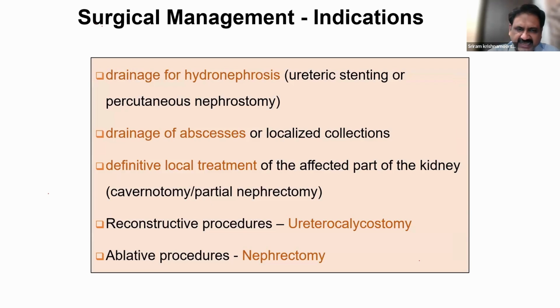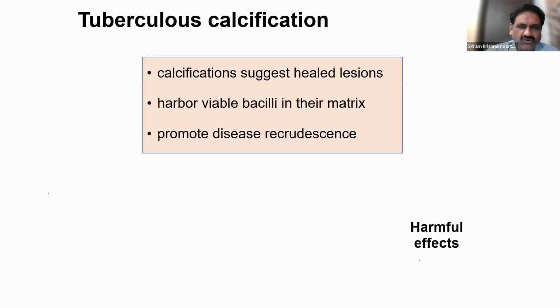If there is an abscess, you can drain the abscess, or if there is a calcification, you can excise the calcification, you can do a partial nephrectomy, or if the infundibulum is narrow, you can do an infundibulotomy, you can do ureterocalycostomy, or you can do a cavernotomy. If the kidney is totally non-functional, like a putty kidney that I had shown earlier, we can plan for a nephrectomy also.